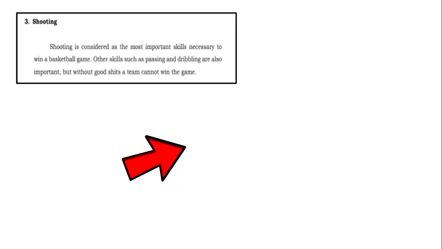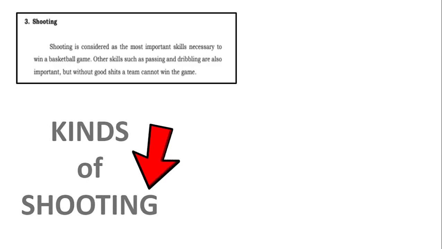Ayan. So number three, shooting. Shooting is considered as the most important skill necessary to win a basketball game. Why? Because the score is based on the shooting, or on how many shoots the team got. Like for example, the more balls that have been shot in the net, it means that they are the winner. So these are the kinds of shooting.